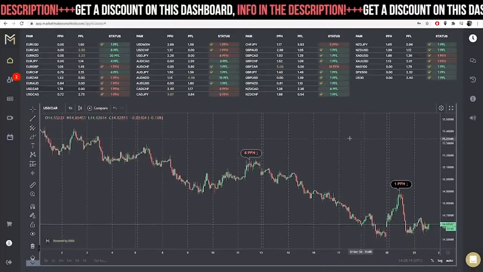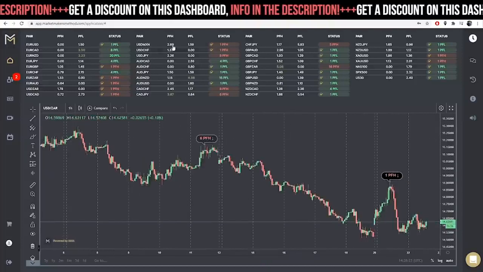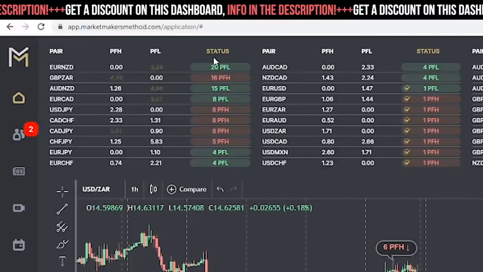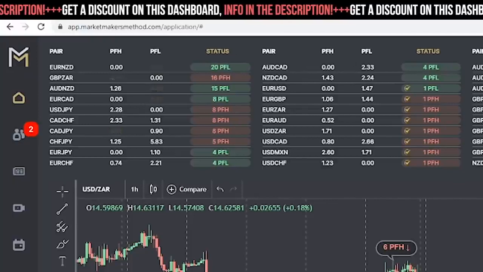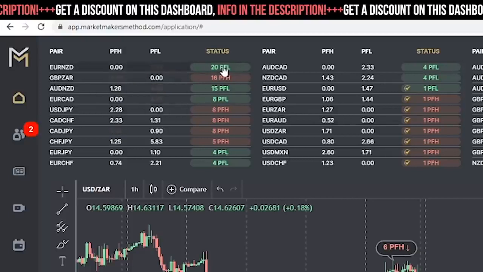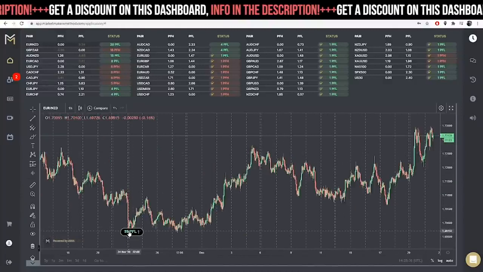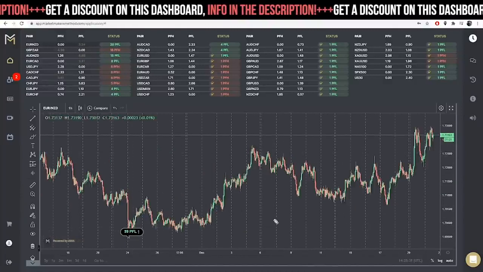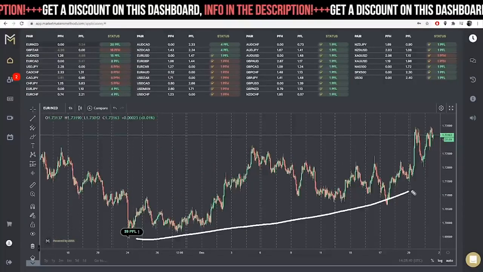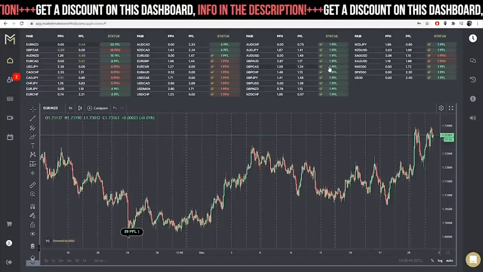But not only that, I really have been enjoying this tool as a scanner because this scans for different statuses, right? So we can actually filter by what we want to look for. Show me higher rating PFLs, for example. Let's take a look at Euro New Zealand. You can see here's a very, very long, strong trend that has been scouted by this tool. So you can actually filter how big of a PFL or PFH you want to look for.